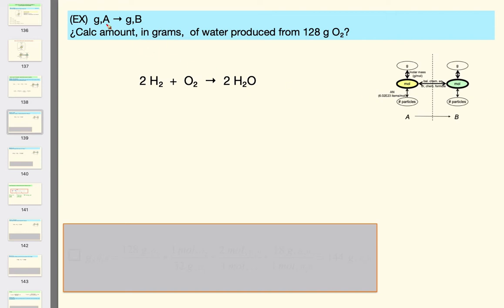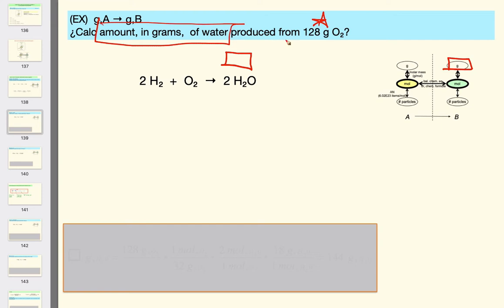Calculate the amount in grams of water. There's where we're headed. That's our box. Produced from 128 grams of O2. This sounds very much like the previous problem. Only thing is we're starting with grams of oxygen and going to grams of water instead of dealing with moles. So here we go. How many grams of water? I'm going to put grams above, consistent with our little map here.